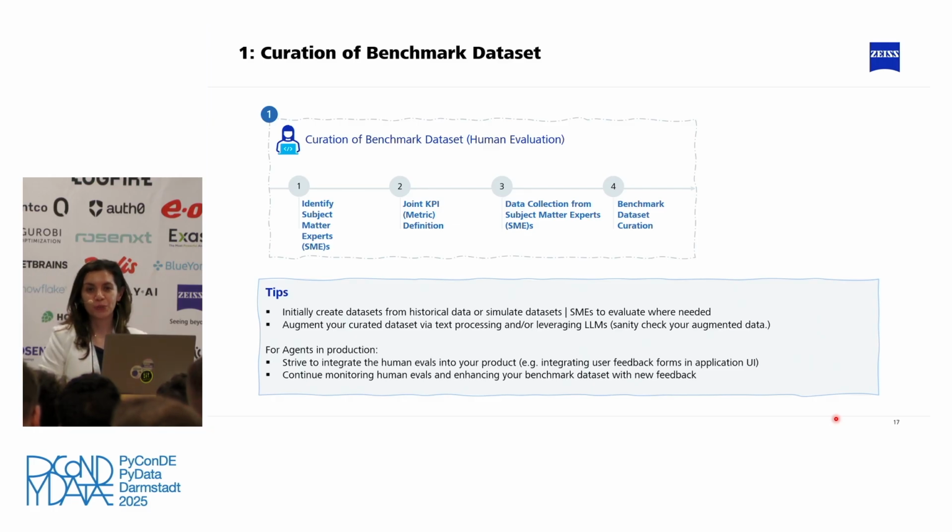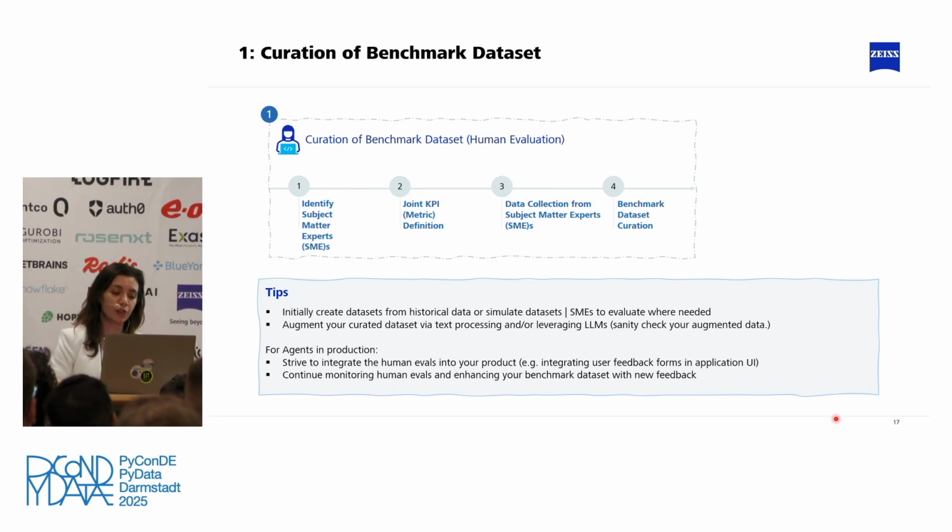Also, some tips when it comes to benchmark dataset curation. Initially, it's really hard to give your first agent to your users. Therefore, here you can create datasets based on your historical data, or even think about simulation of your datasets, and if feasible, provide those simulated or created datasets to your SMEs for retrospective evaluation, if you will. Also, you can augment your curated dataset to have more data at hand, and you can leverage text processing and LLMs themselves. However, if you're doing that, do remember to sanity check your augmented data.